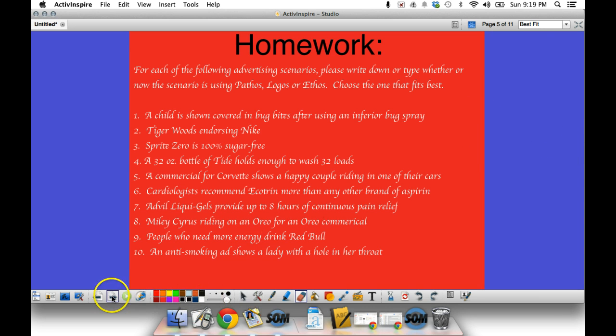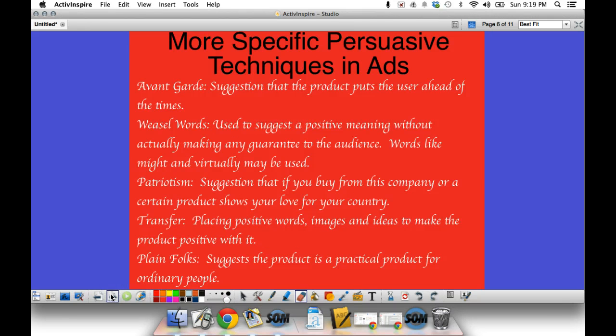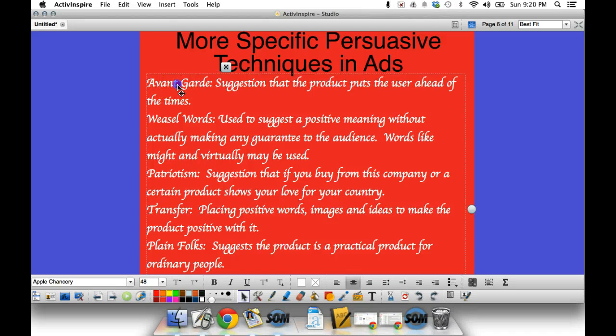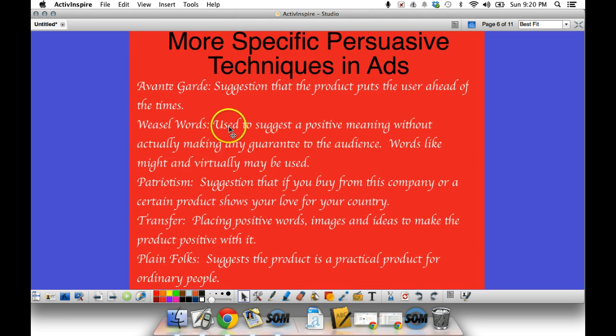So, unpause. Your next part here is these are more specific persuasive techniques in ads. The first one here is avant-garde. And actually there should be an E here. Okay, and this is the suggestion that the product puts the user ahead of the times.